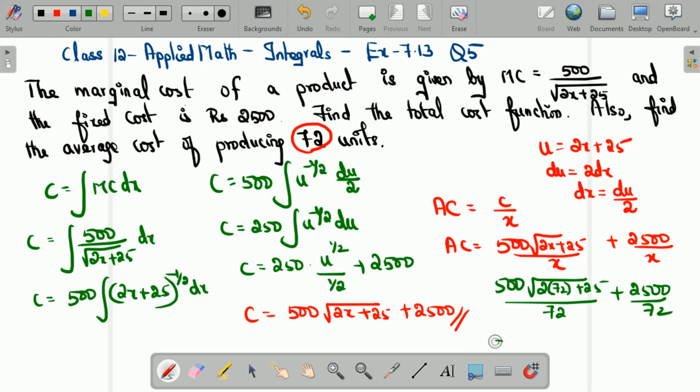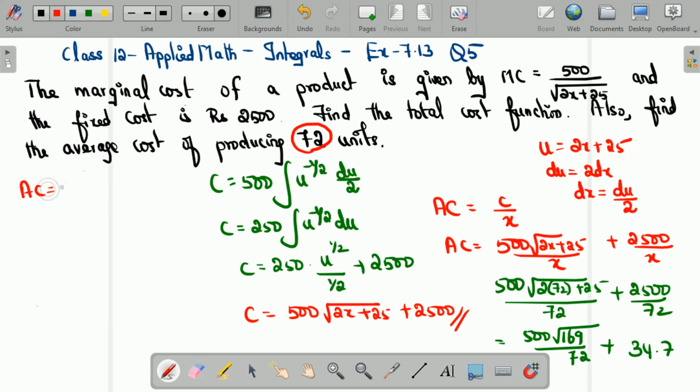So this is nothing but 500 into root of 72 into 2 is 144 plus 25. So it is going to be 144 plus 25, which is 169. So root of 169 is 13. So first now I'm writing this as root 169 divided by 72 plus 2500 divided by 72. I'm going to approximate this as 34.7. Now let's compute this particular value. AC can be written as 500 into 13, the whole thing divided by 72 plus 34.7.